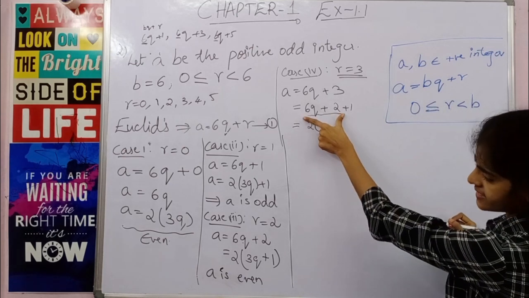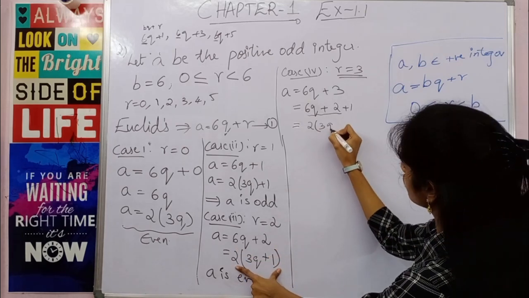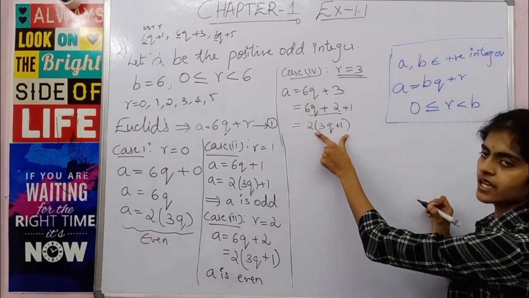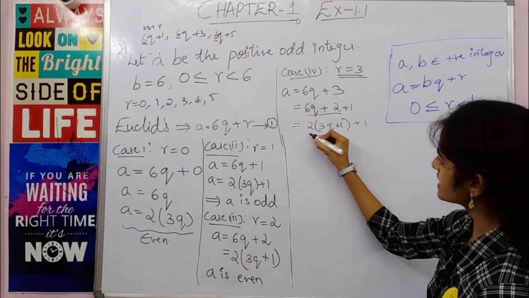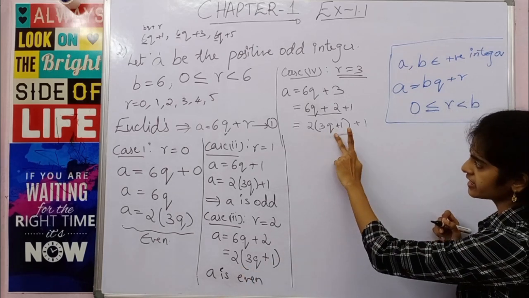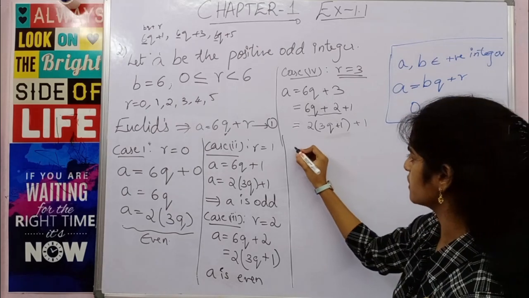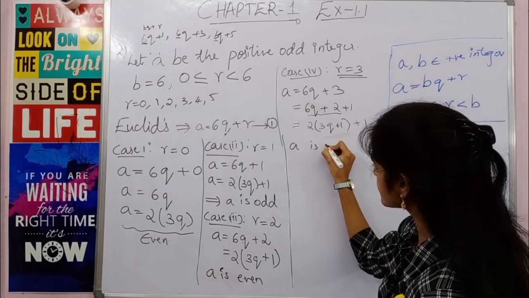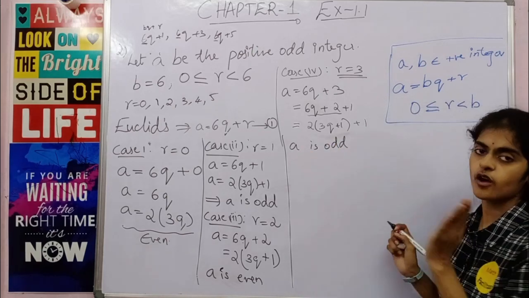Okay, so same thing, if you take 2 common, what will happen? You will have 3q plus 1. Okay, and you have a plus 1 again separately. So this is nothing but even. We have seen this is even. So for an even number you are adding 1, so what will you get? You will get an odd number. So here in this case A is odd. Are you getting it? So in this case A is odd.